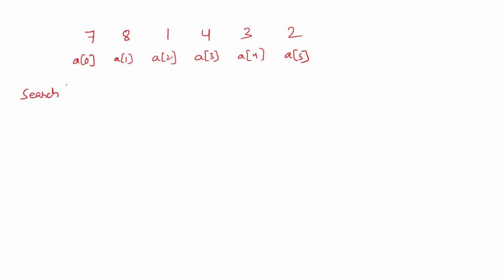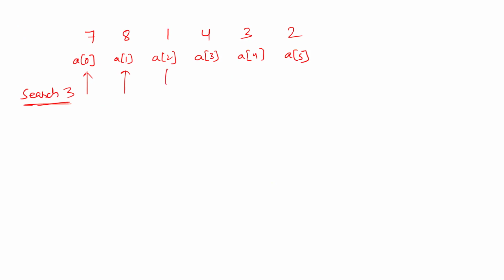Let's suppose I'm searching for 3. If you are searching for 3, first you will check the index number 0. At index number 0, you have 7. So 7 is not equal to 3. So I will increase my loop to the next index. Then I will check this element. 8 is not equal to 3.